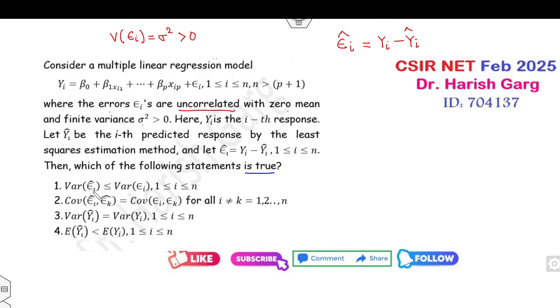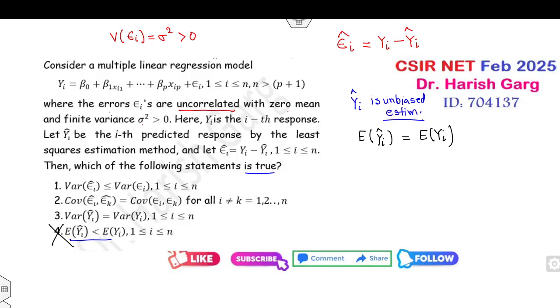They are talking about the variance, covariance, and so on. First of all, I will talk about this expected value. So we all know yi cap is the unbiased estimator in the linear regression model. If this is the unbiased estimator, then what is the value of this case? This will always be the same, but he said strictly less than. So that option is cancelled.